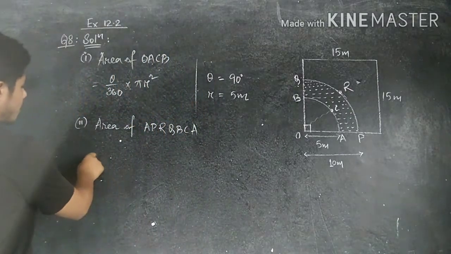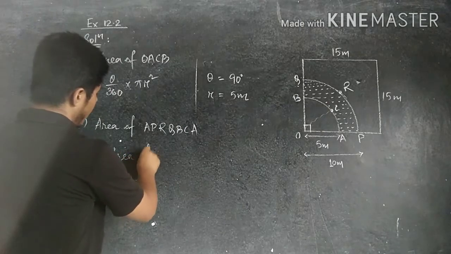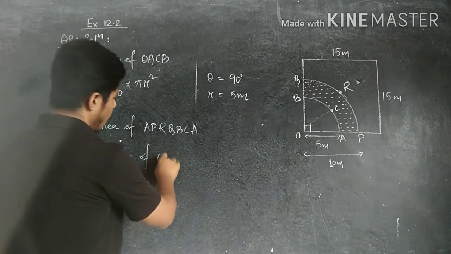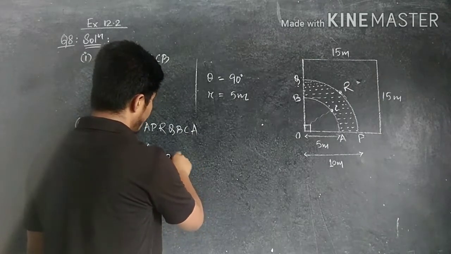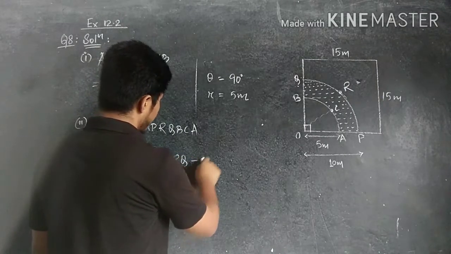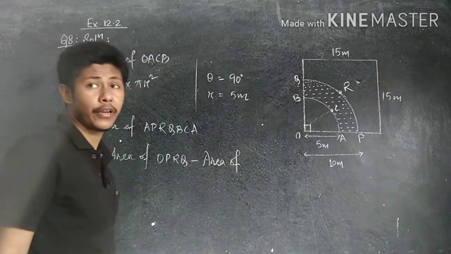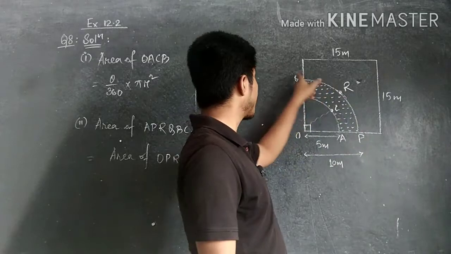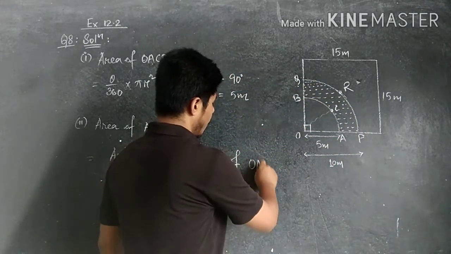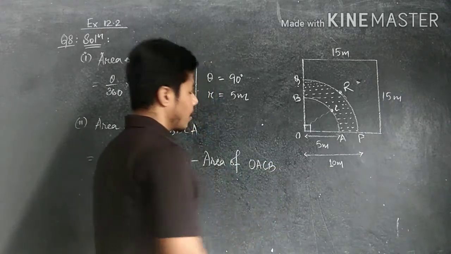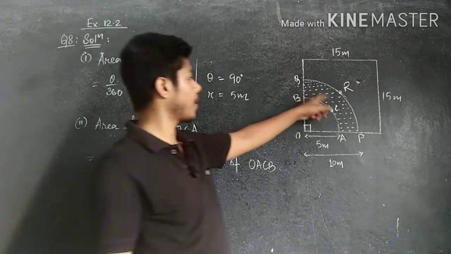So how can we find this one? So area of OPRQ minus area of OACB. Which part do we have to subtract here? OPRQ minus OACB, we have to write this. If we do this, then we get this increasing part, is it not?